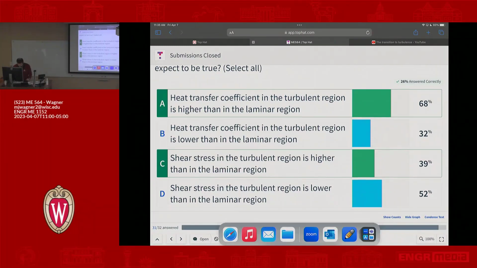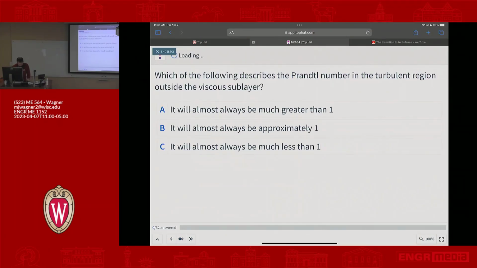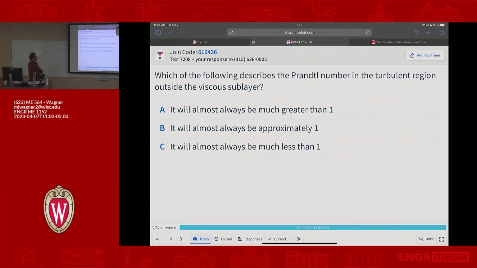Okay, let's go to the next question. Knowing what you know, which of the following describes the Prandtl number in the turbulent region outside the viscous sublayer? Outside the viscous sublayer, in that really chaotic region, what would be a good model of the Prandtl number? Everybody good?